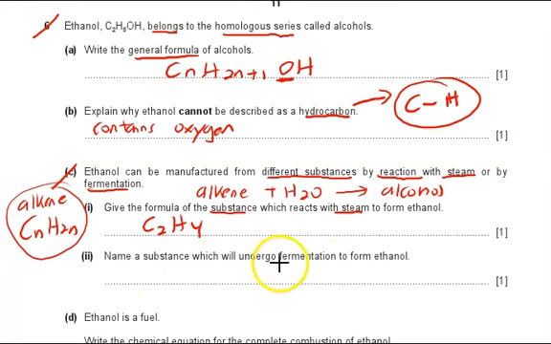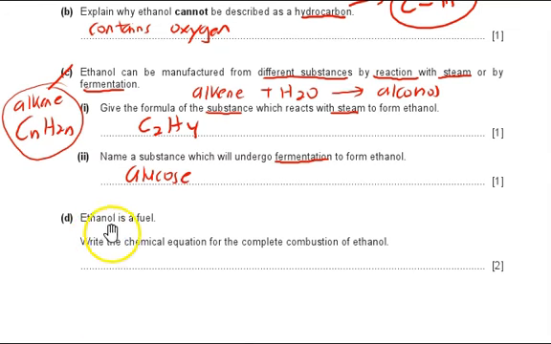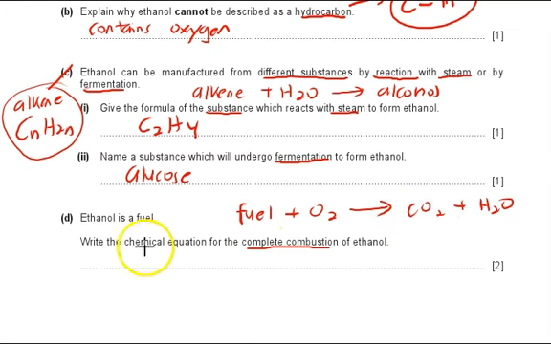Name the substance which will undergo fermentation to form ethanol. So you can have glucose here. They are asking for the substance. Okay, ethanol is a fuel. Write the chemical equation for complete combustion. So remember this formula. There's a fuel plus oxygen. You must have carbon dioxide and water. So they're asking us to write the chemical equation. So it's ethanol, C2H5OH, plus oxygen, to form carbon dioxide plus water. Okay, and then don't forget to balance the equation.